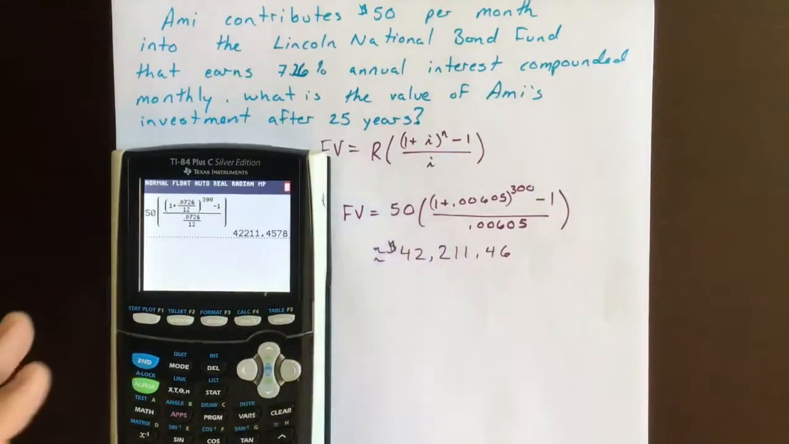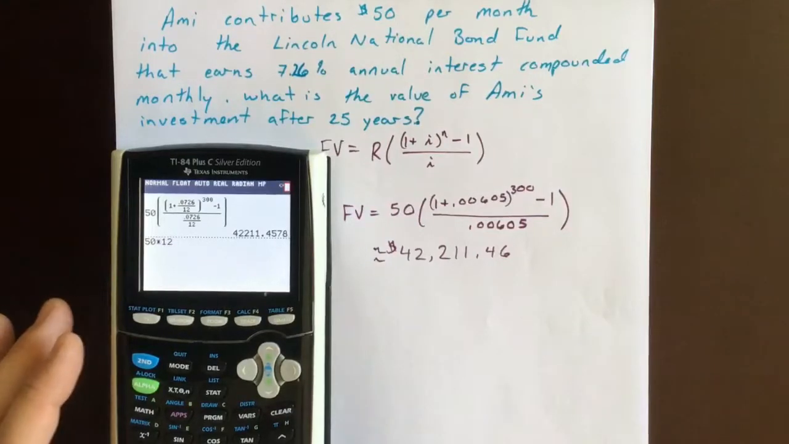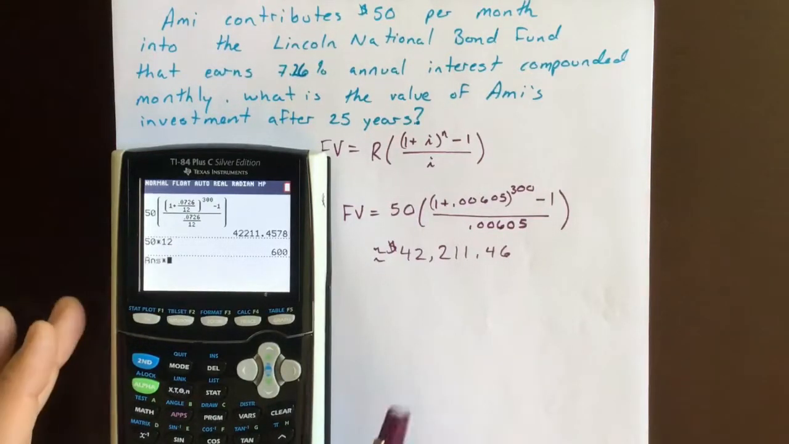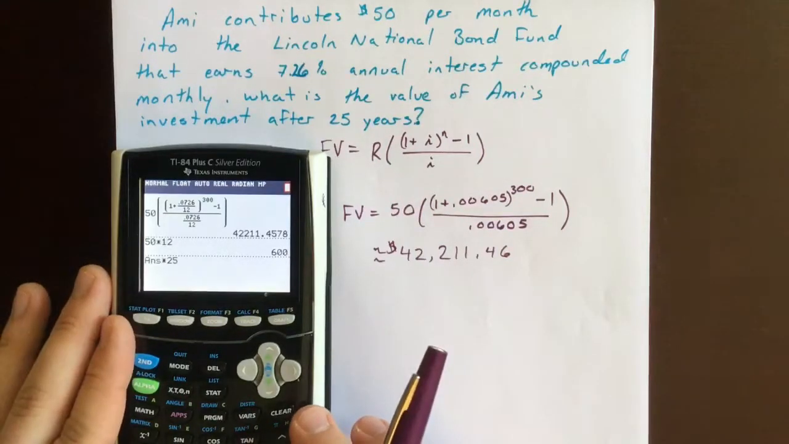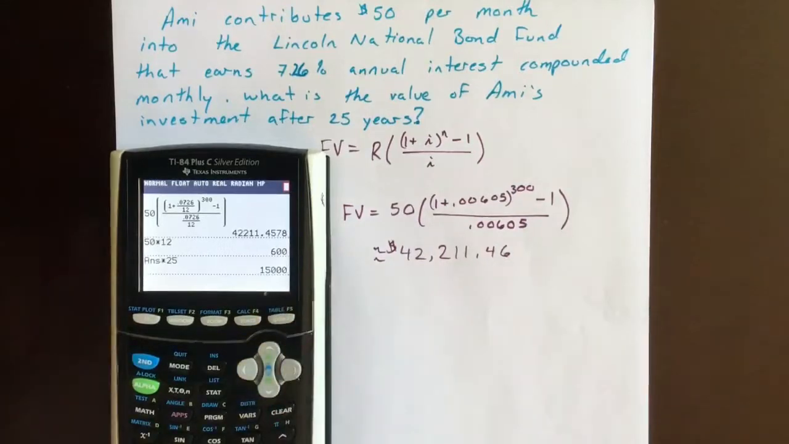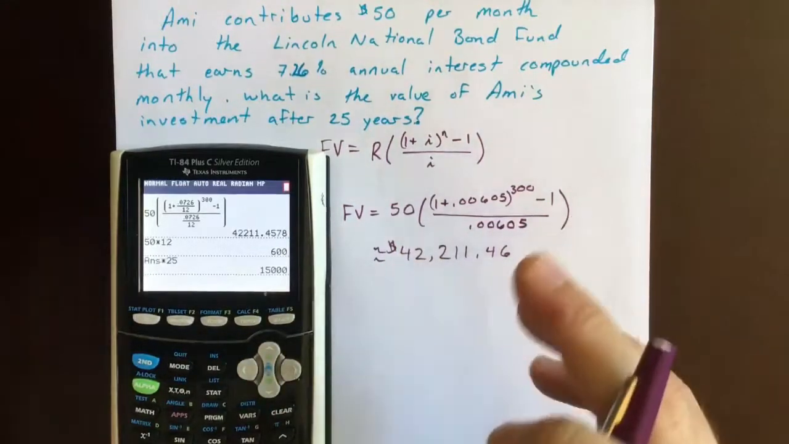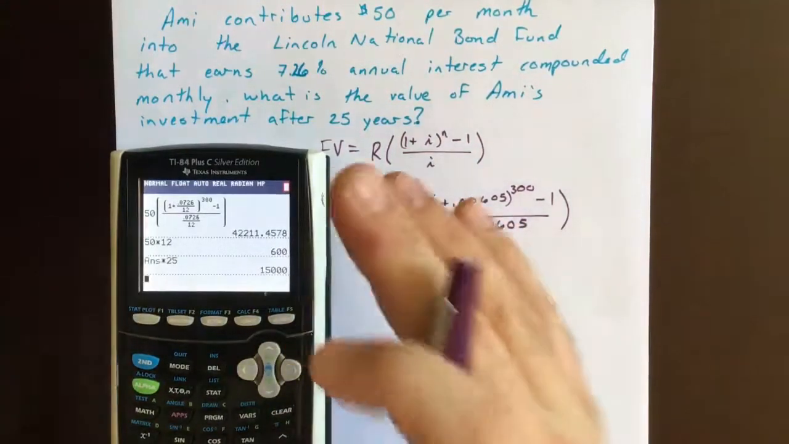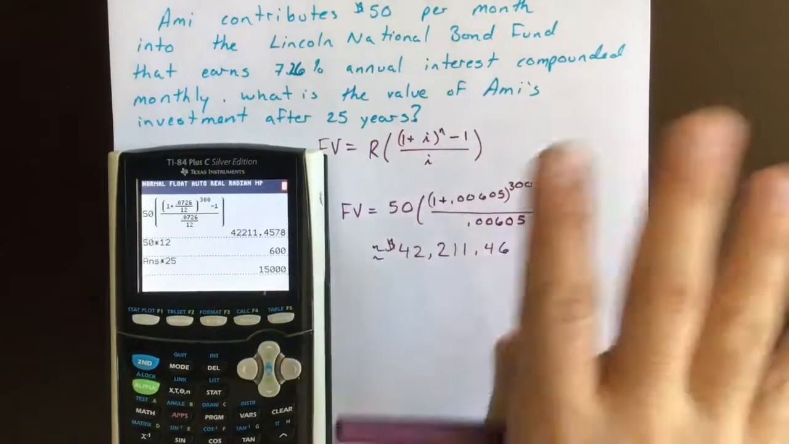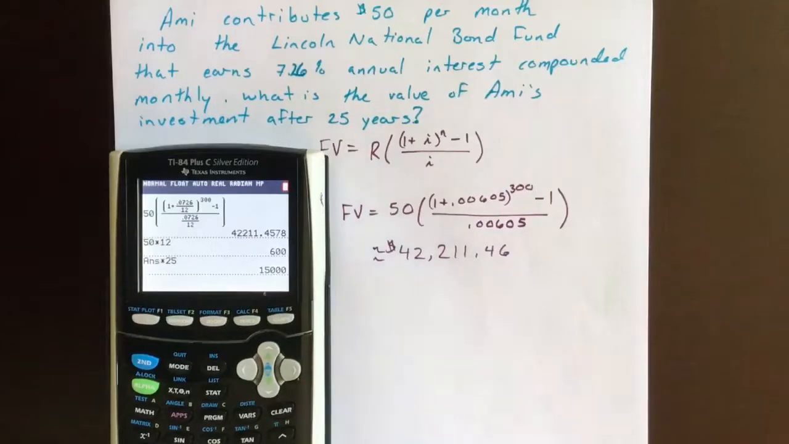Out of curiosity, before I give you one more problem to do, if I'm putting in $50 every month, so in a year, that's $600. Over 25 years, Amy has put in $15,000. That's what she's placed into it. And with interest, that has gone up to $42,000. It's again just interesting to see.